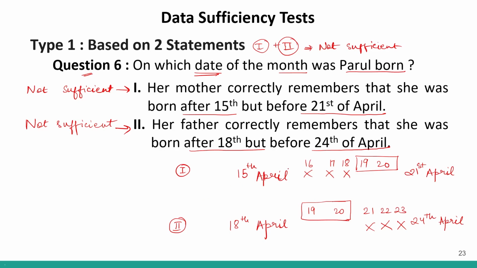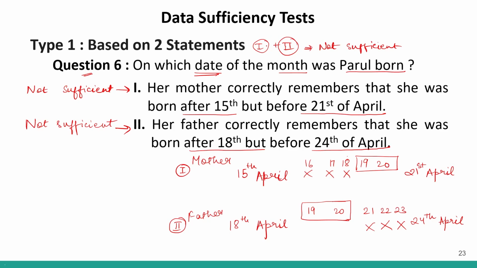How did I eliminate? This was according to the mother and this was according to the father. So according to the mother, she was born after 15th April and according to the father, she was born after 18th April. So up till 18, I could eliminate, right? And according to the mother, she was born before 21st April and according to the father, she was born before 24th of April. So I could eliminate up till 21st. So the two dates that were left with us were 19 and 20, which we are not sure of.